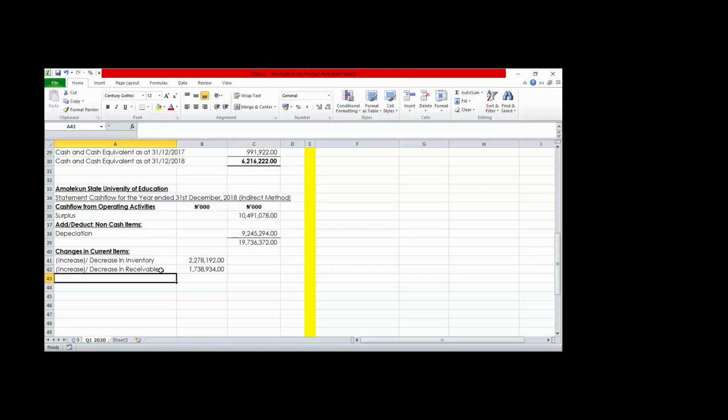As far as the statement of financial position is concerned, under the current assets. That's all for current assets, sir. Okay. Then the next one is what? Increase or decrease in current liabilities. Are we now on current liability? Yes, sir. Okay, I think we have account receivable. What do you say we have?